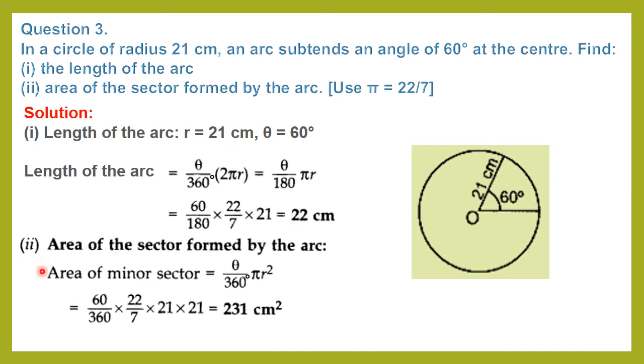Same way second part, area of minor sector is equal to theta upon 360 degree into pi r square. Again on substituting the value, we will get it as 231 centimeter square. I hope this is clear to you.